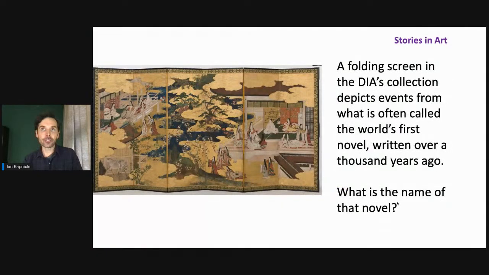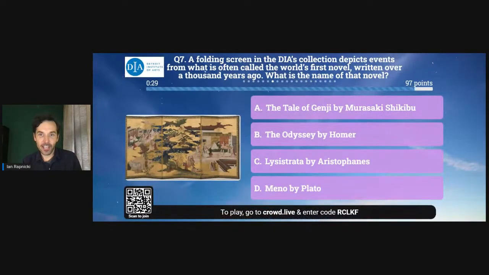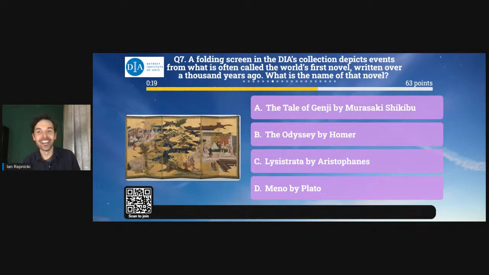Let's tell another story. A folding screen in the DIA's collection depicts events from what is often called the world's first novel, written over 1,000 years ago. What is the name of that novel? Is it The Tale of Genji by Murasaki Shikibu? Is it The Odyssey by Homer? Is it Lysistrata by Aristophanes? Or is it Meno by Plato?